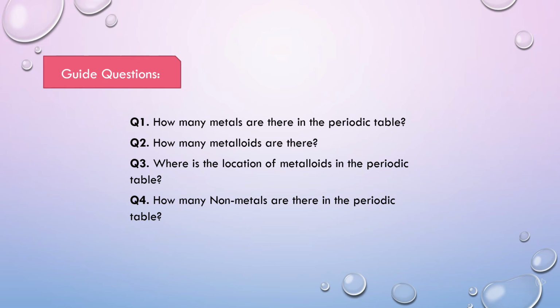Guide questions. How many metals are there in the periodic table? Ilan ang metals doon sa ating periodic table? How many metalloids are there? And where is the location of metalloids in the periodic table? Saan yung location ng metalloids? How will you describe the metalloids' location? Number 4, how many nonmetals are there in the periodic table? Ilan naman yung mga nonmetals na nandoon sa ating periodic table?